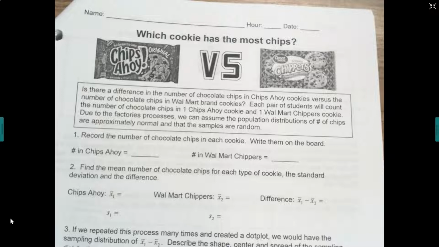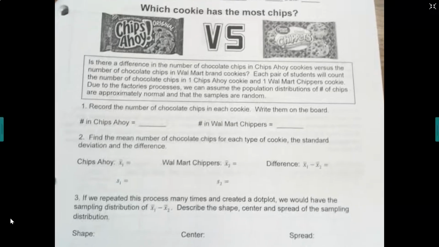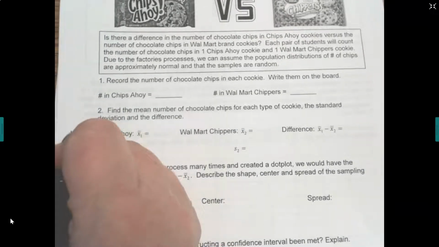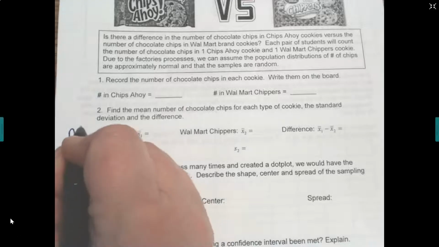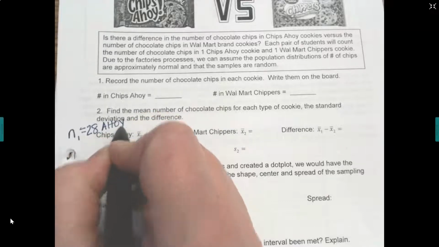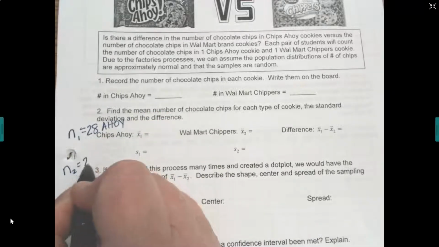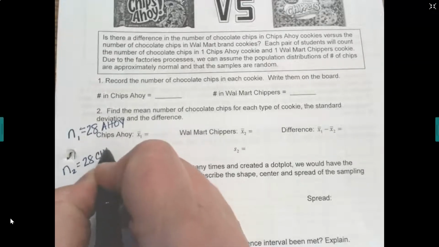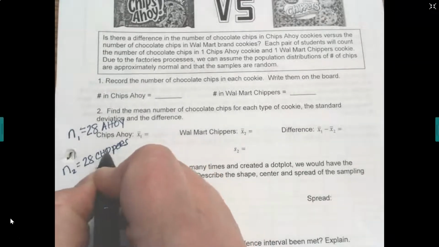So we're talking about two different kinds of cookies, Chips Ahoy and Walmart Chippers. We want to know, is there a difference in the number of chocolate chips in Chips Ahoy cookies versus the number of chocolate chips in Walmart brand cookies? So what I did is I went ahead and did the experiment for us, and I sampled 28 of each. So I had 28 of the Chips Ahoy, and I had 28 chippers.